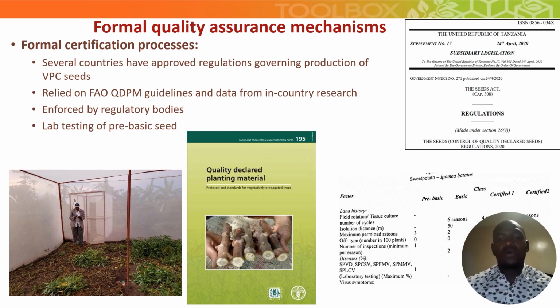We also have formal quality assurance mechanisms. These are based on formal certification processes, and they vary from one country to another. Several countries have approved regulations governing production of vegetatively propagated seeds, including sweet potato. These were largely drawn from FAO quality declared planting material guidelines, and are usually enforced by your regulatory body. So if Vietnam has standards for sweet potato seed production, then you need to work with the regulatory authority to ensure that the quality of the seed is maintained.